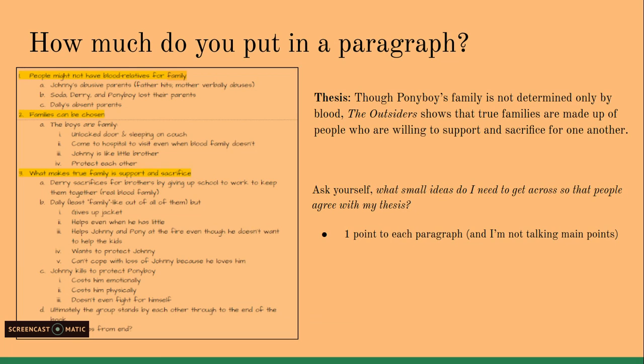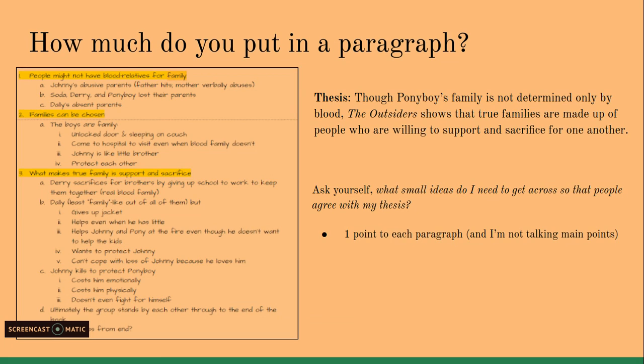So for instance, 3B says that we're trying to make the point in our thesis that true family has support and sacrifice, right? That's what determines what a family really is. And for Dally, we can see these things where he gives up his jacket, he helps even when he has a little, he helps Johnny and Ponyboy at the fire even though he doesn't want to help the kids. He wants to protect Johnny and he can't cope with the loss of Johnny. Now what I'm going to do is maybe split that into 2 paragraphs.